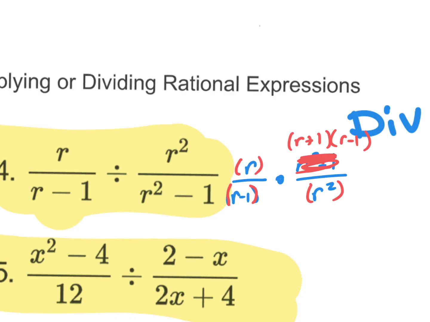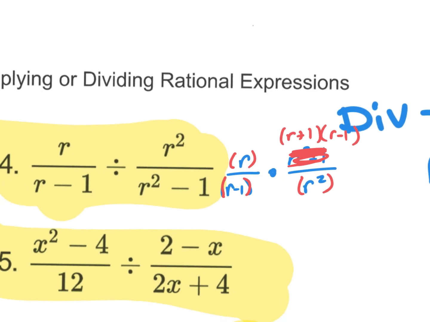So now do you have any parentheses on the top and the bottom that are exactly the same? Yes, the R minus 1s, right? Do you have any letters that are the same? I have an R on top and I have 2 of them on the bottom. Would one of them cancel? Yeah, this R here will cancel with 1 here. So what are we left with? We're left with R plus 1 on top over R on the bottom.